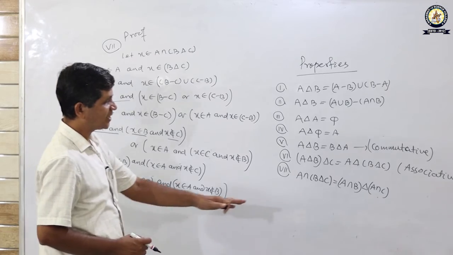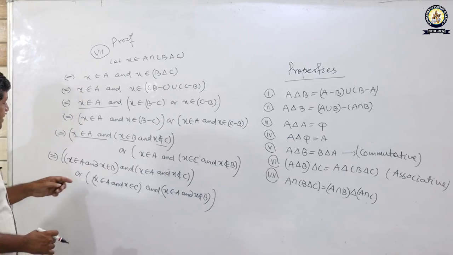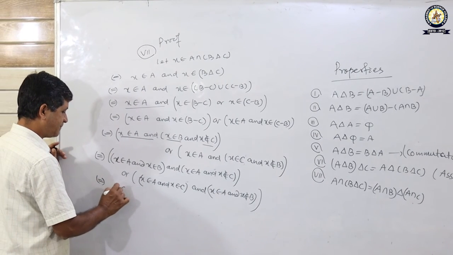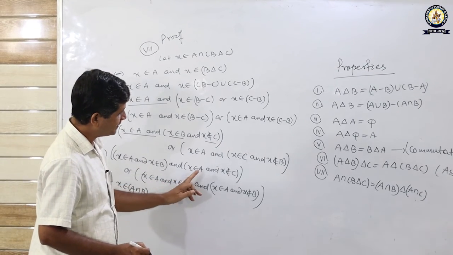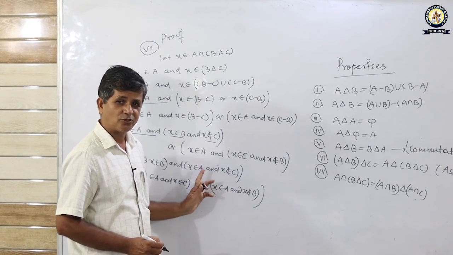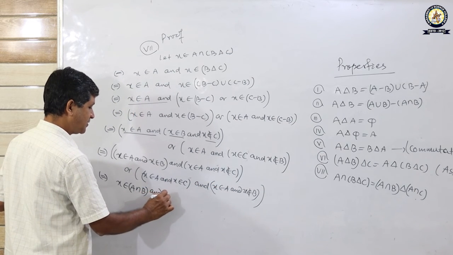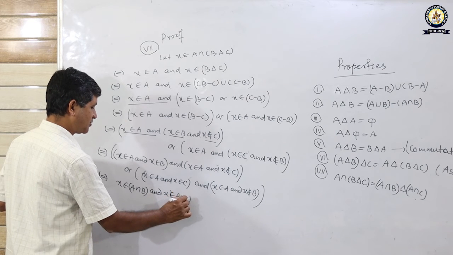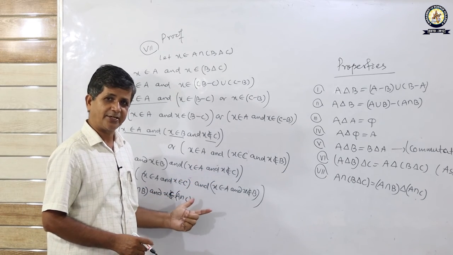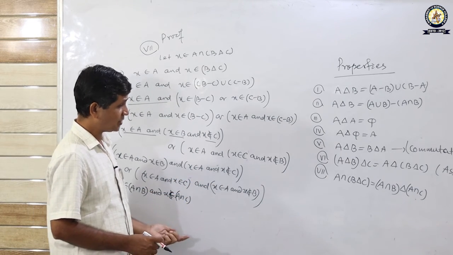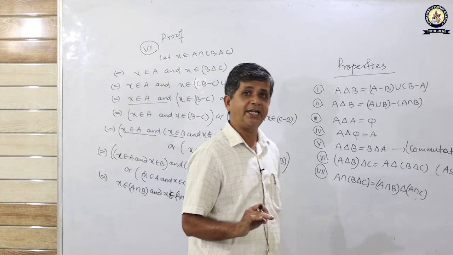We need A intersection B and A intersection C. If it is in A and it is in B, then it must be in A intersection B. Look here, X is in A, not in C. So it must not be in A intersection C. Here the question arises that it is X belongs to A difference C. Why are we not writing A difference C? Because in the RHS we do not want A difference C. We need A intersection C.